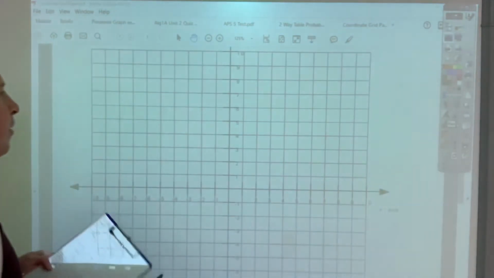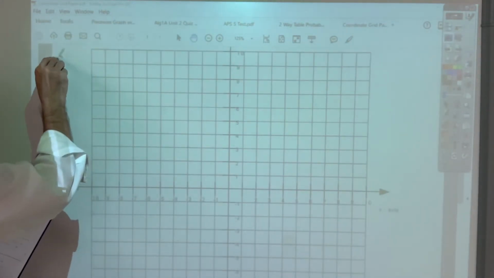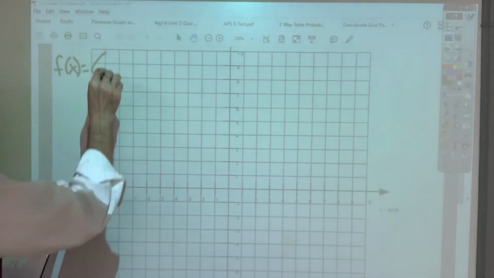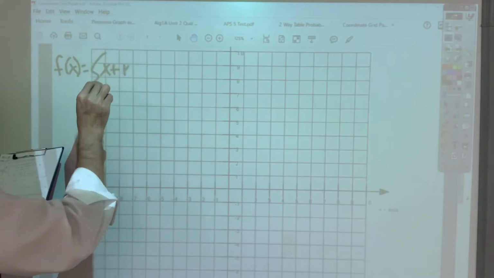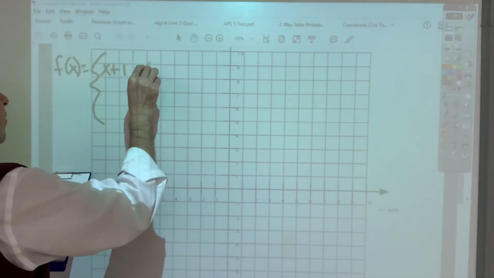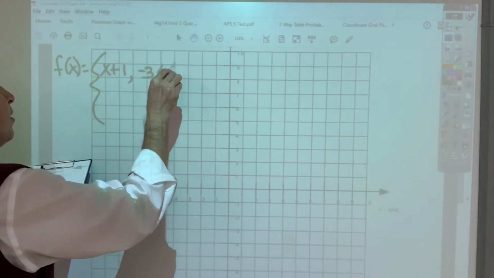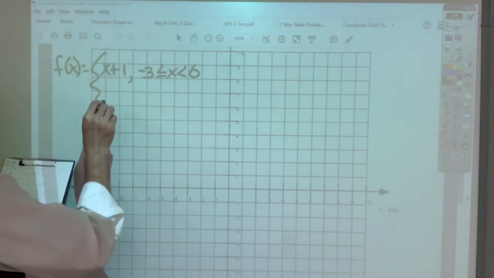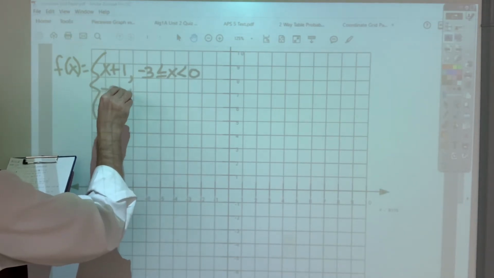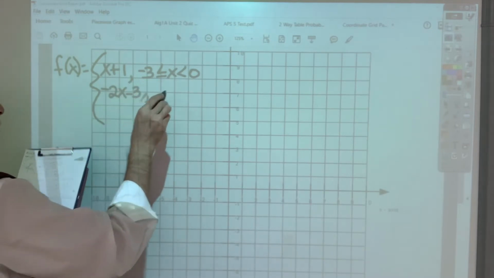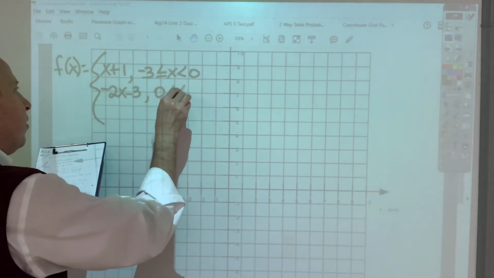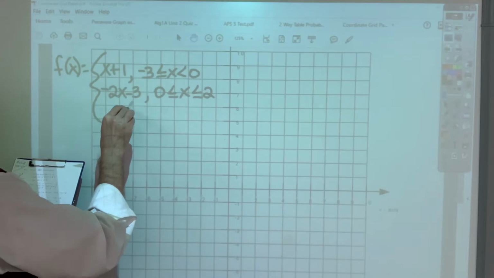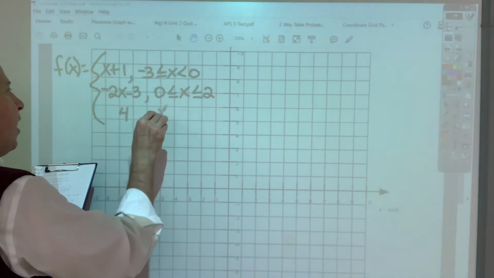So I'm going to write down the function I want you to graph, which is f of x equals, and then the squiggly bracket: x plus 1 on the interval of negative 3 less than or equal to x less than 0, and negative 2x minus 3 on the interval of 0 less than or equal to x less than or equal to 2, and 4 on the interval x greater than 2.